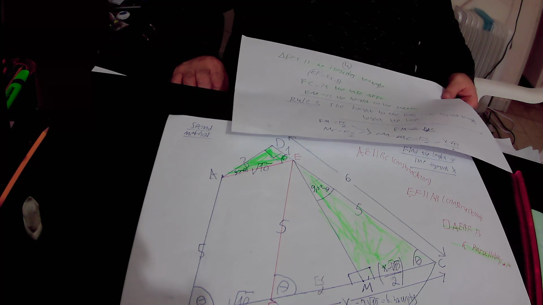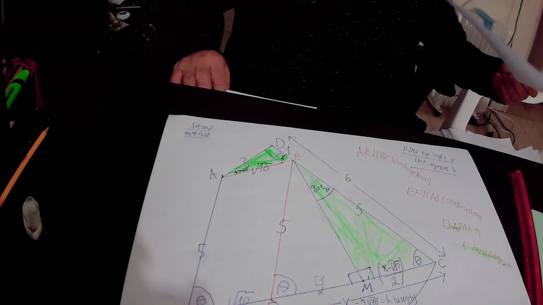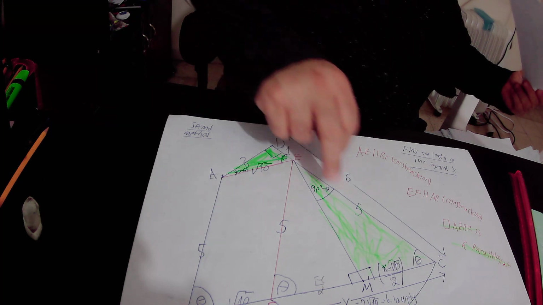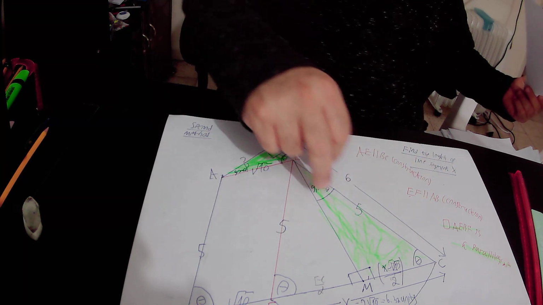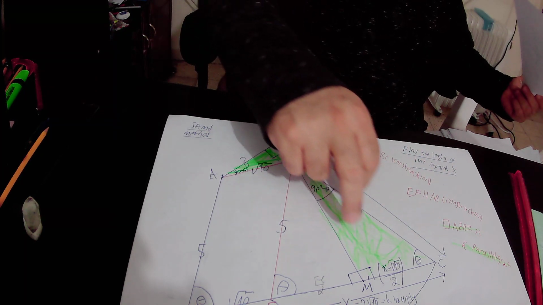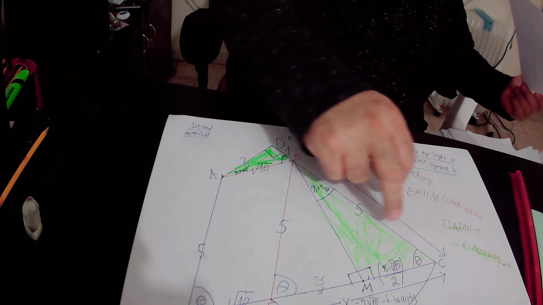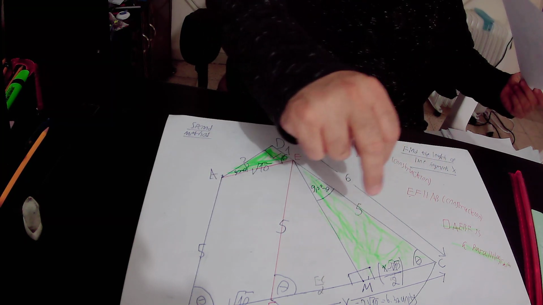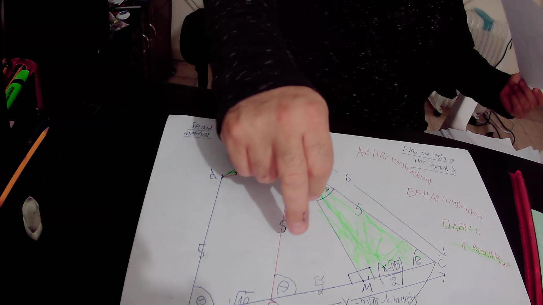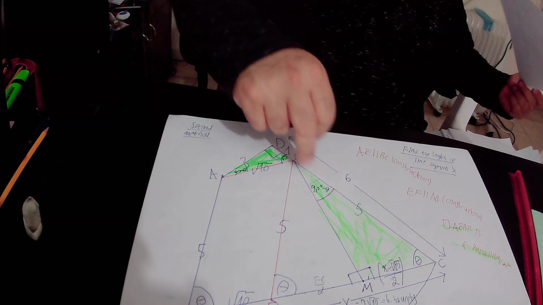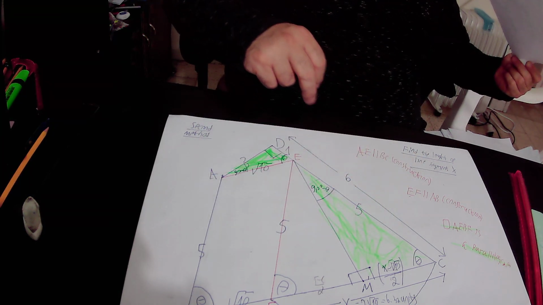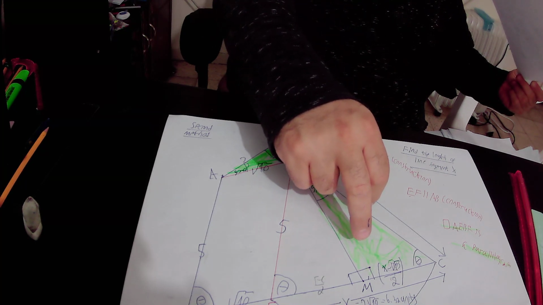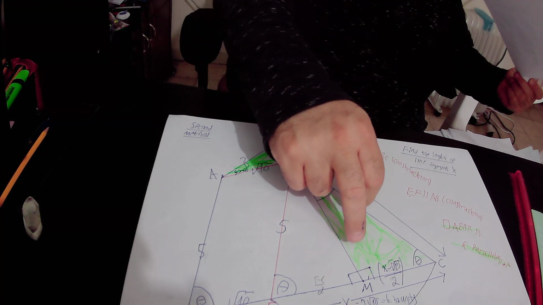But before that, I emphasize that EM is the height to the base FC. Line segment EM is the height to the base FC because it is perpendicular to FC, therefore it is the height to side FC. Okay?